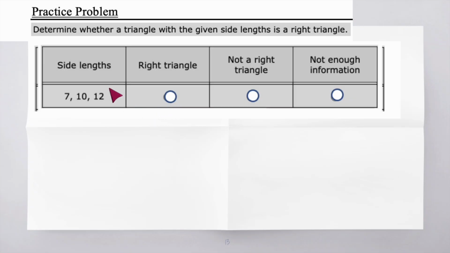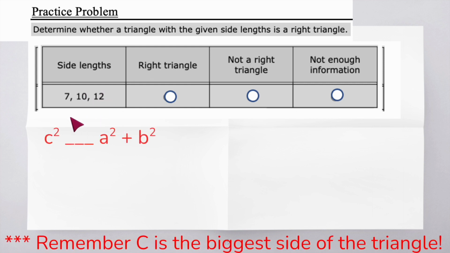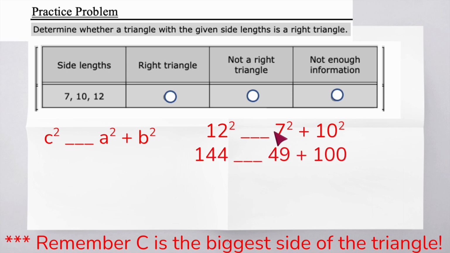All right, let's try one more of these. We have 7, 10, and 12. Again, I'm going to determine how this relates. I have 12 squared, 7 squared, and 10 squared. 12 squared is 144, 7 squared is 49, and 10 squared is 100. Now when I add 49 and 100, I get 149. So they're not equal. c squared is less than a squared plus b squared, so that means we have an acute triangle, which means it's not right.